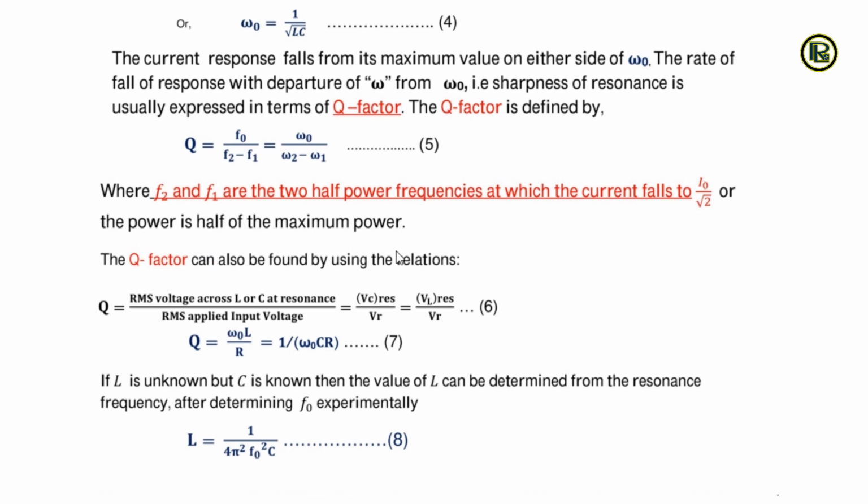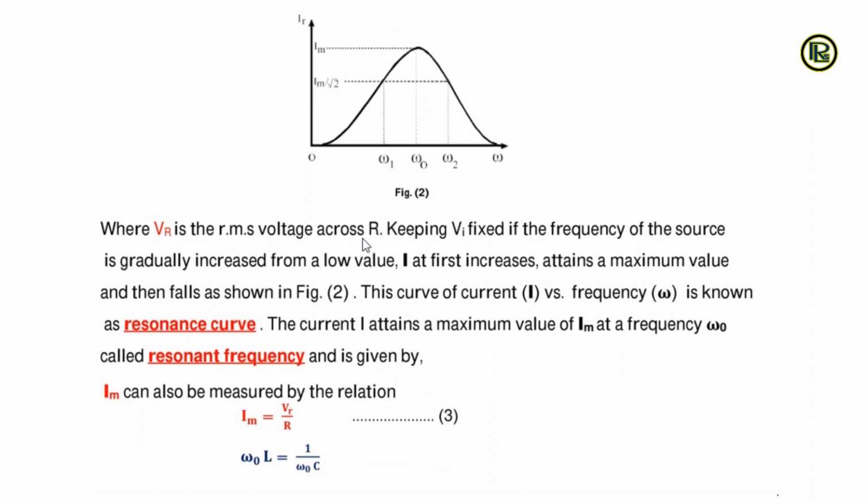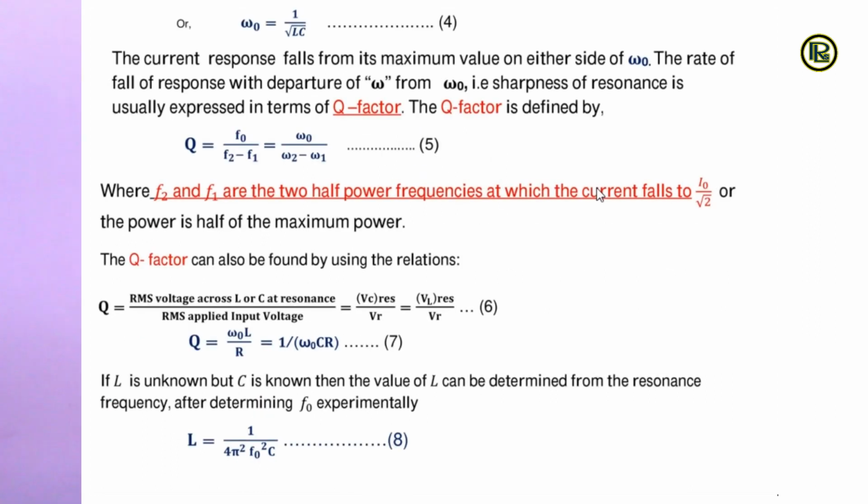So if I go back to the earlier slide once again, we'll find these are the half power points where the current becomes maximum upon root 2, and the corresponding angular frequencies are omega 1 and omega 2 about the resonance frequency. So another way of finding out the Q factor is possible here that I want to discuss now.